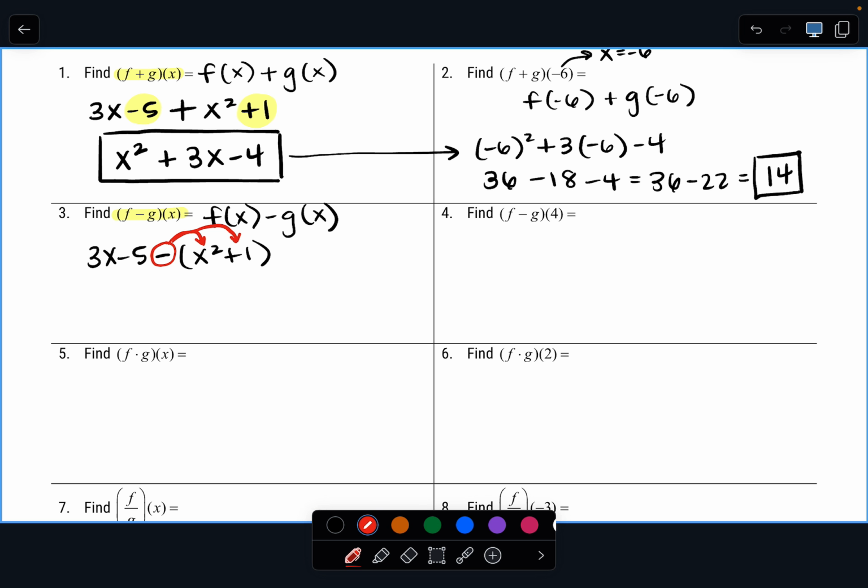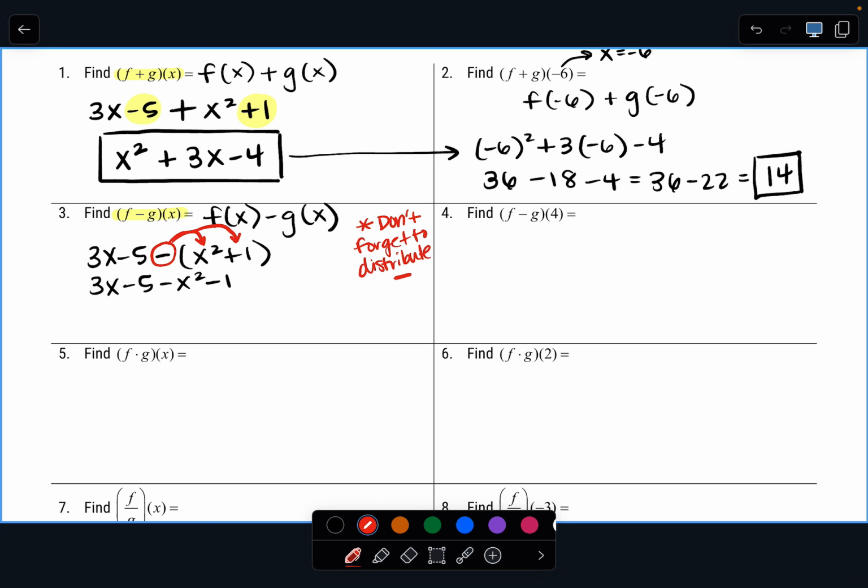that immediately follows. So a lot of people will know, okay, the x squared is going to be negative. I know it's subtraction, but they'll forget to actually distribute it to the 1 as well. So really, what we're working with is 3x minus 5 minus x squared minus 1. So whenever you do subtraction, I'm going to make a little note just so you don't forget. Don't forget to distribute the negative.